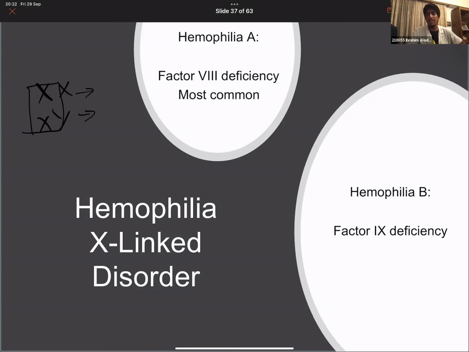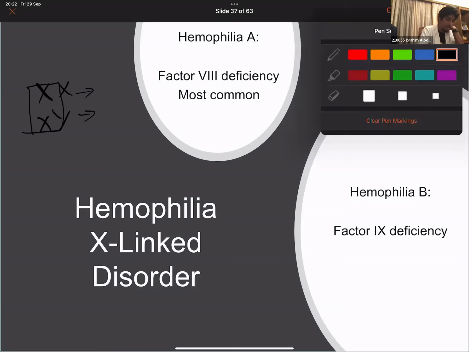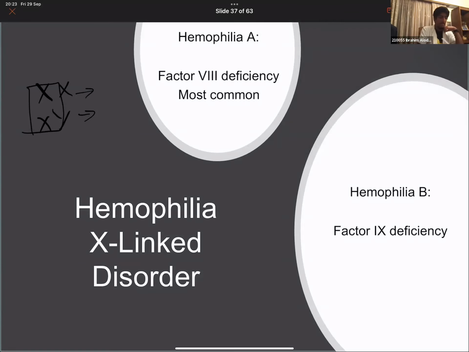Hemophilia is an X-linked disorder. All that means is that because males are XY, males are much more likely to be affected by hemophilia because they only have one X. Females have two X's, which means the other X, which doesn't have hemophilia, will compensate and they won't express the disease. They'll carry it, but they won't have it. Do you understand what an X-linked disorder means in this context and why hemophilia is mostly in males?